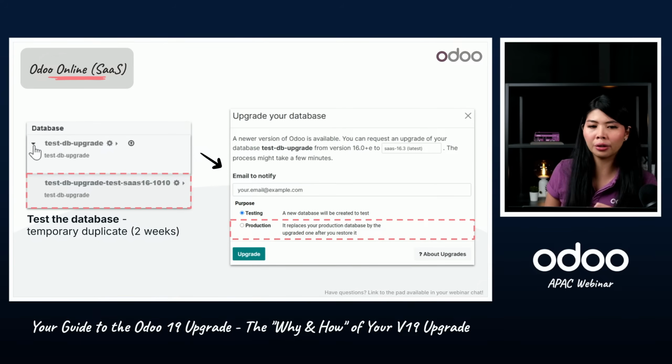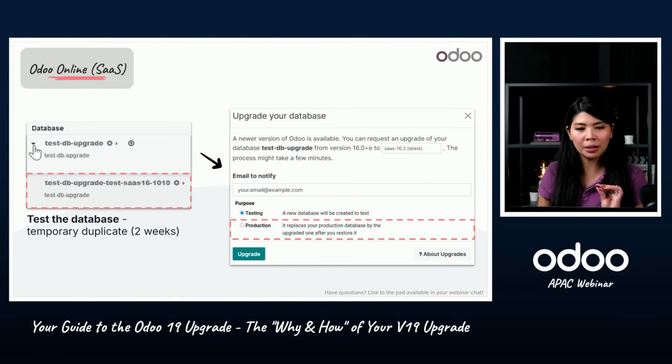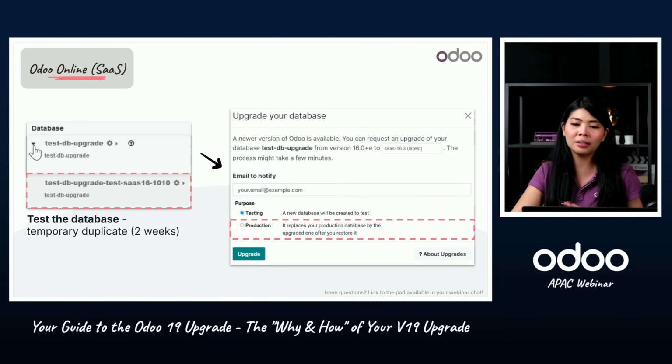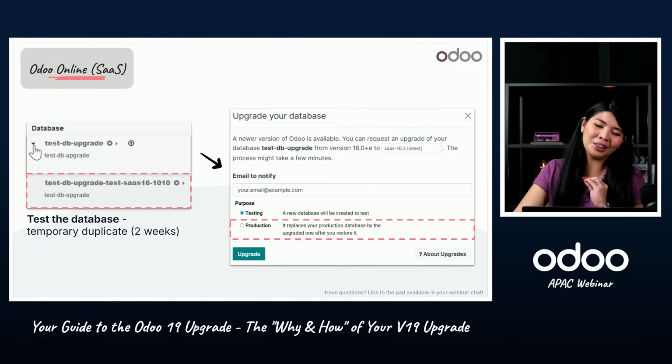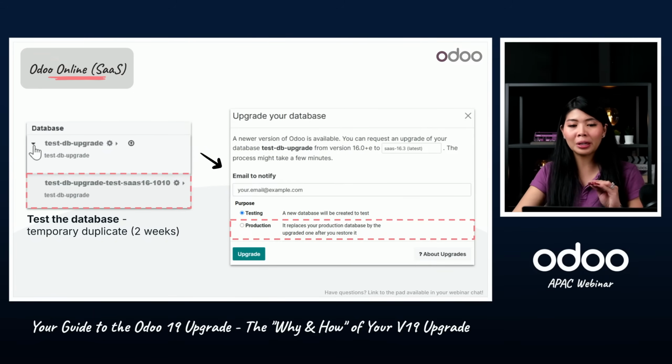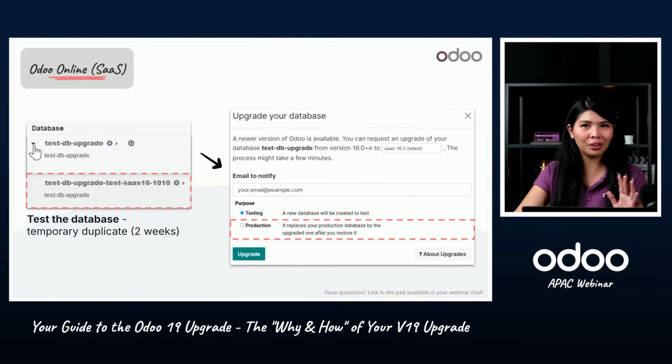Now there's the regular live production database and the test DB upgrade test SaaS with the new version of your target version. So when you go back to your live production database and click on that settings icon again, you will see that the purpose has now changed from not just testing, but also includes production. So this one now replaces your production database with your upgraded one once you click on that upgrade button. So remember that before you click production upgrade, test everything. Odoo will basically assume that once you've created the test upgrade database, that you've already started testing and that you've done it and you're ready for production upgrade.